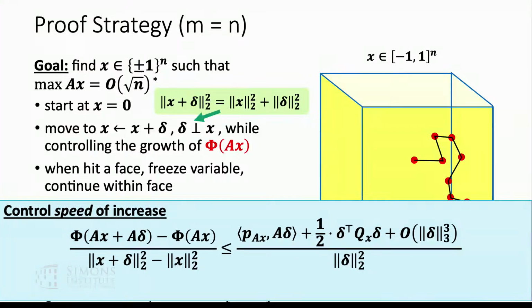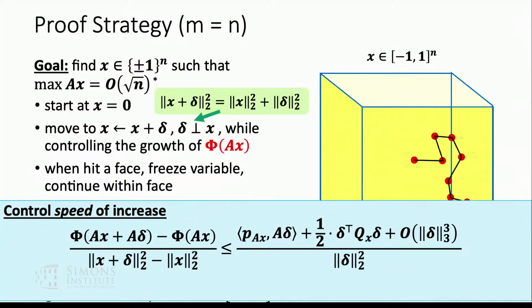whenever we move from x to x plus delta, we know exactly that the squared L2 norm of our iterate is going to increase by precisely the squared L2 norm of delta. What we're going to try to control is the ratio of the change in my regularized maximum phi versus the change in the squared L2 norm of my iterate. This is what I'm going to call speed.